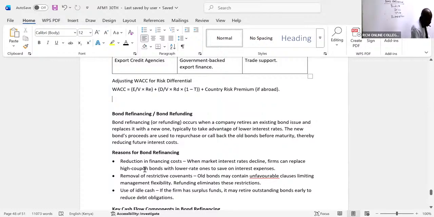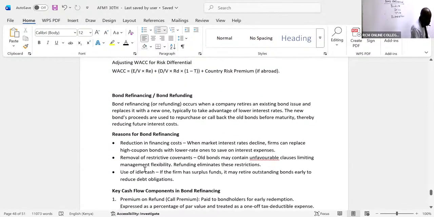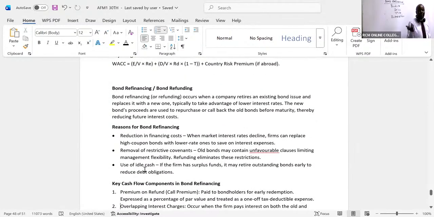Use of idle cash. Yeah, if you realize in this case here that you have got some 20 billion somewhere lying idle, then what should you do? And you happen to be having bonds. You happen to be having a loan. Retire that old loan. All right.